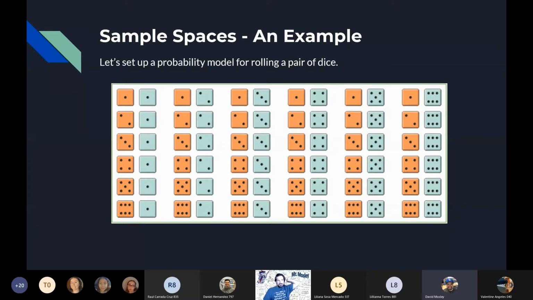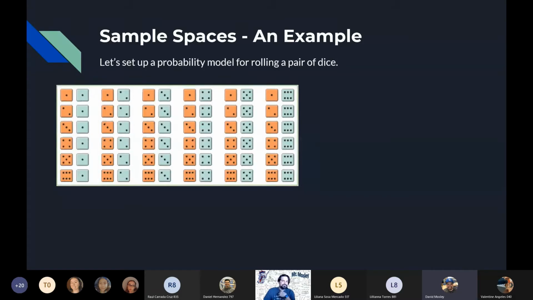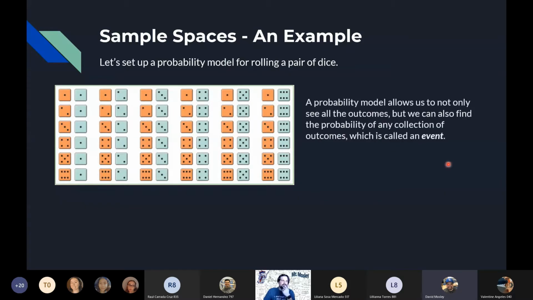Here's another model for rolling a paired dice and the possible outcomes. This probability model allows us to not only see all the outcomes, but we can also find the probability of any collection of outcomes, which is called an event. If A is an event, then its probability is written as P of A, P parentheses A. We use the letter P because P is the first letter in the word probability. Mathematicians are very creative.